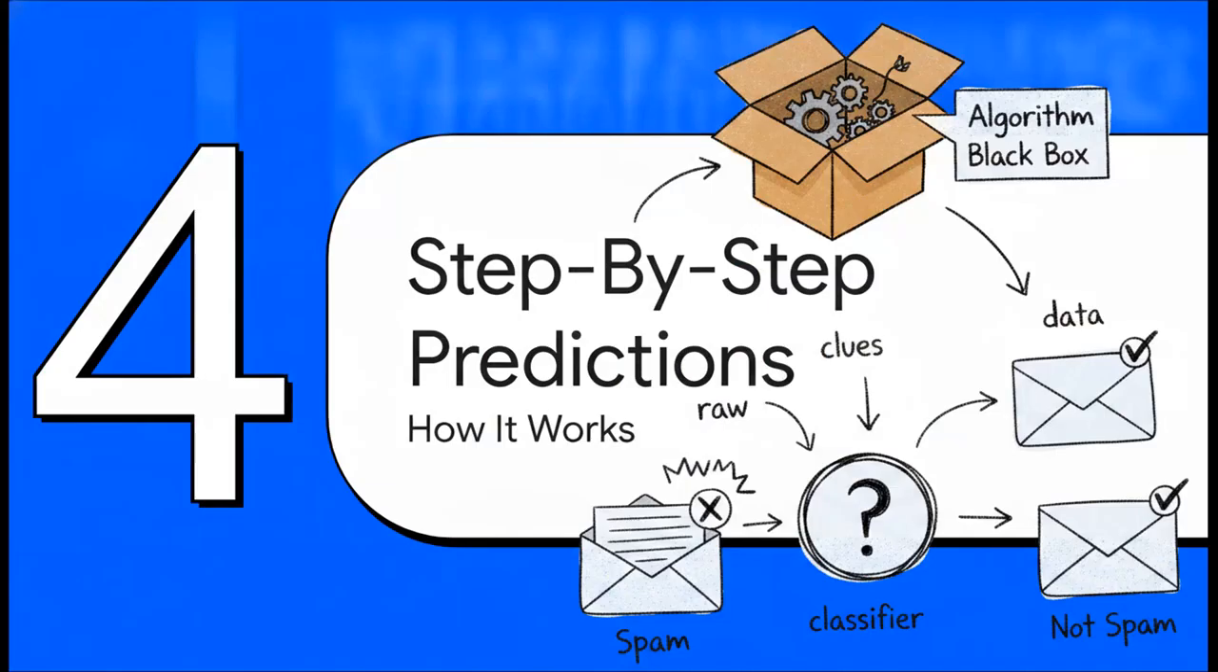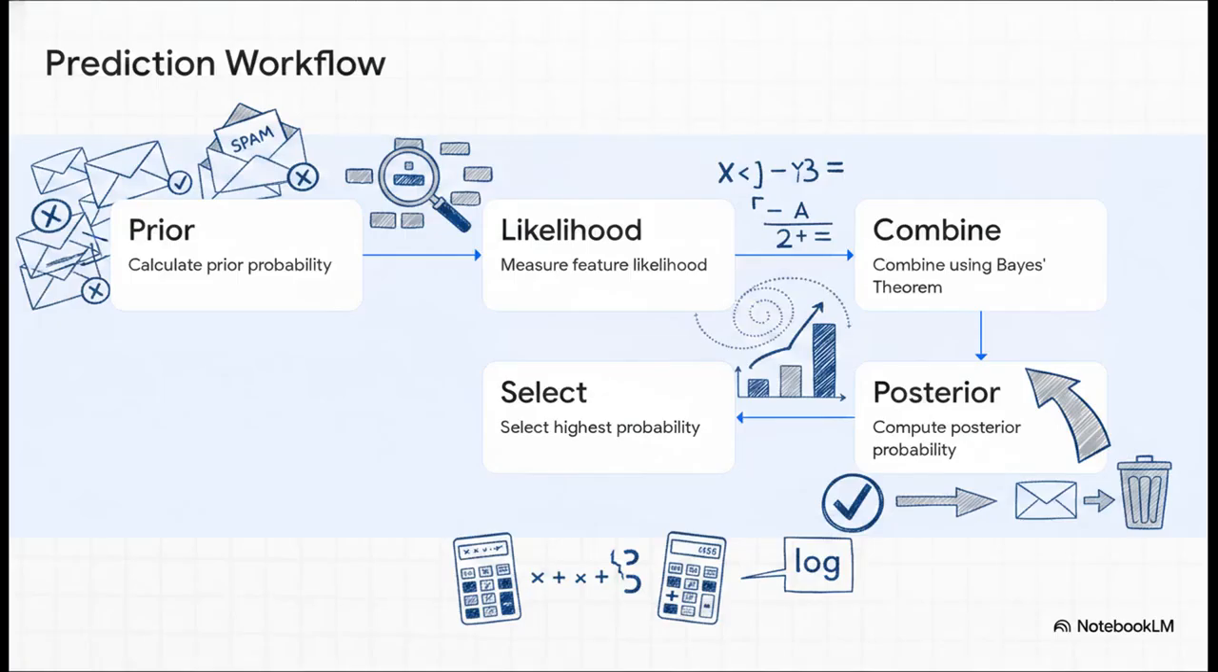Section 4. Step-by-step predictions. Now that we have the theory down, let's open up the algorithmic black box. How exactly does Naïve Bayes transform raw clues into a final classification? Let's use an email spam filter as our example. Here is the exact step-by-step prediction workflow. Step 1. Calculate the prior. Out of all your emails, how many are usually spam?